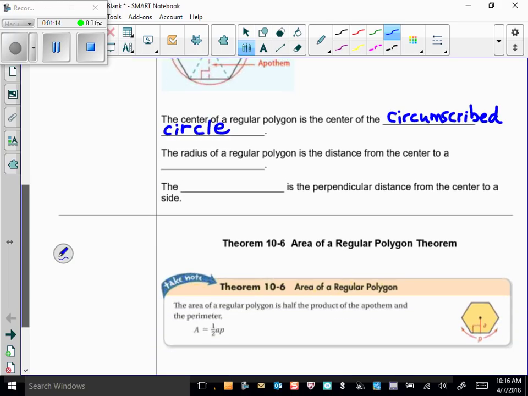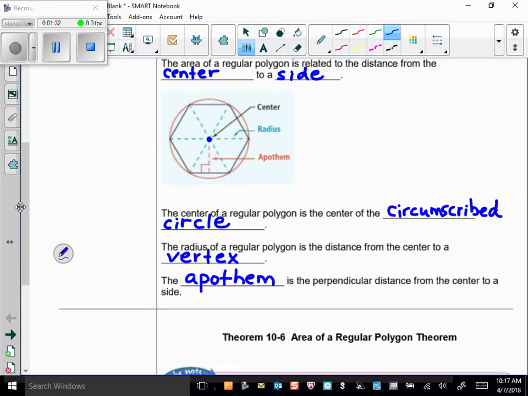The radius of a regular polygon is the distance from the center to a vertex. The apothem, this is probably a new word for you, the apothem of the regular polygon is the perpendicular distance from the center to the side. So you can see I've got all that labeled here in the picture. Here's my apothem. I'll draw it in red. The perpendicular distance from the center to a side. And then of course the radius is the distance, and this is not perpendicular, from the center to a vertex. And of course that would be the radius of the circle too.